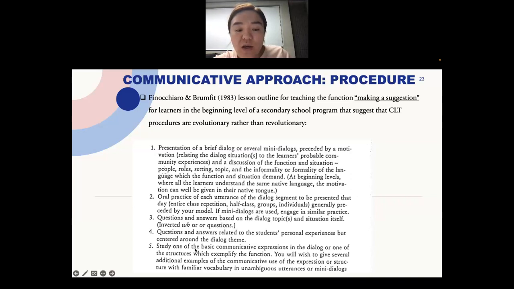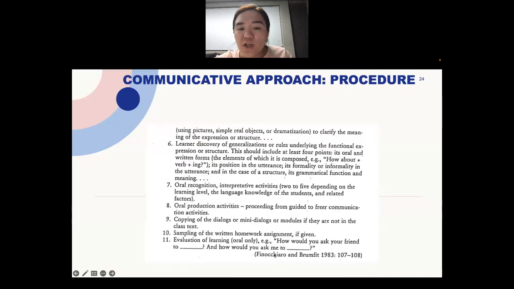Study one of the basic communicative expressions in the dialogue or one of the structures which exemplify the function, for example. Then learner discovery of generalizations or rules underlying the functional expression or structure. Then oral recognition, interpretive activities. Then oral production activities, proceeding from guided to free communication activities, where the learner can feel free. Then copying of the dialogues or mini dialogues or models if they are not in the class text. Then sampling of the written homework assignments if given, and evaluation of learning, oral only.